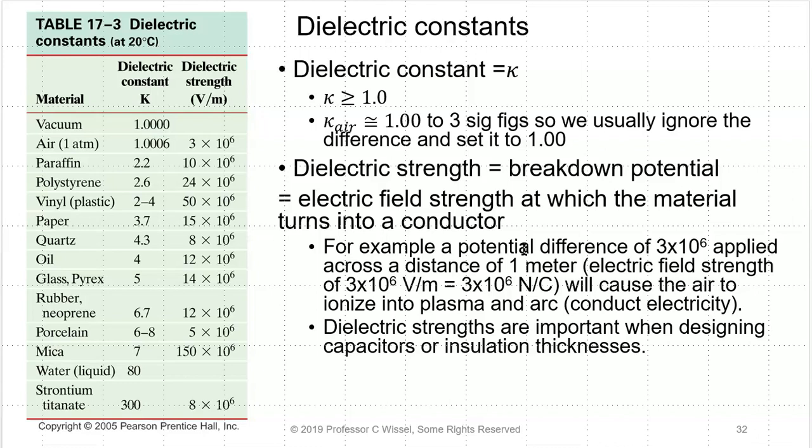If you see an arc that is 1 meter long, there's probably a potential difference across the ends of that arc of 3 million volts. So dielectric strengths are important when designing capacitors and insulation thickness. There's sort of a safety factor when you design the thickness of the insulation on a wire. They take these into account.